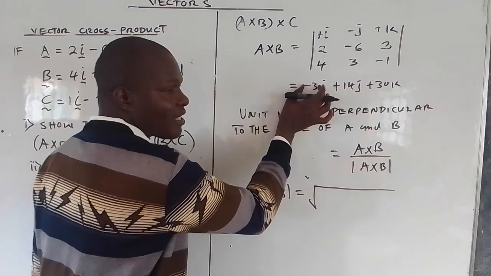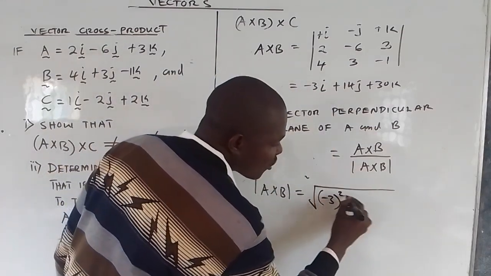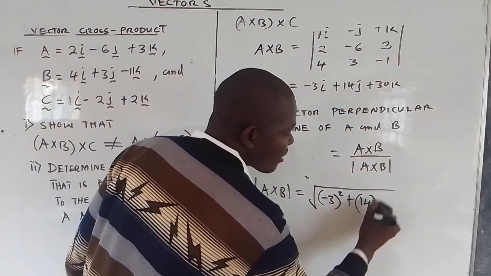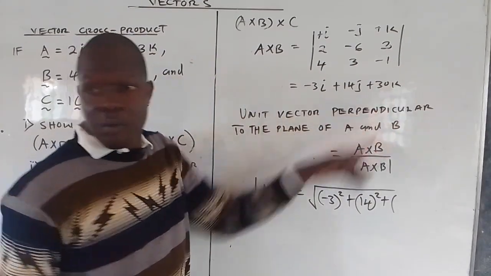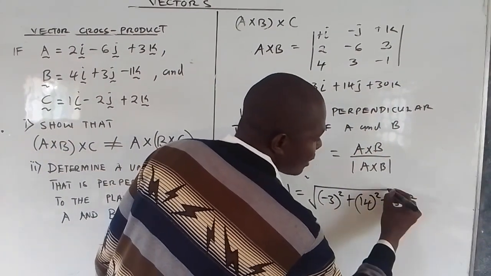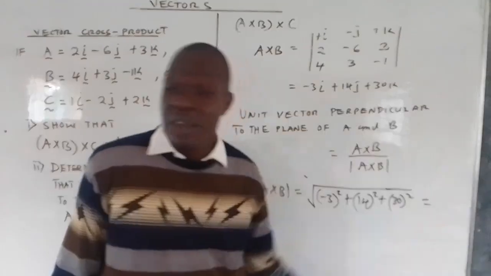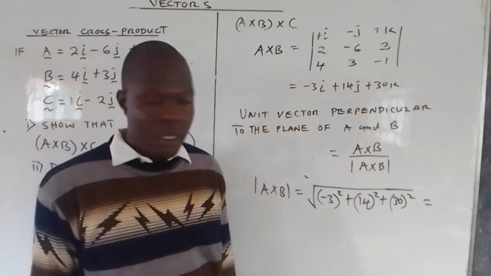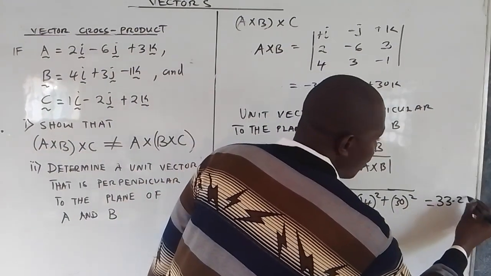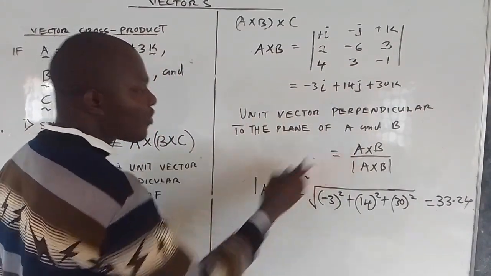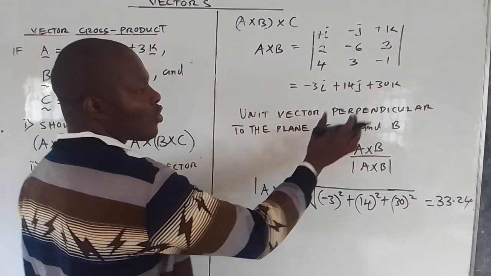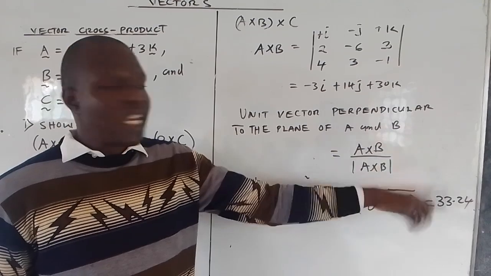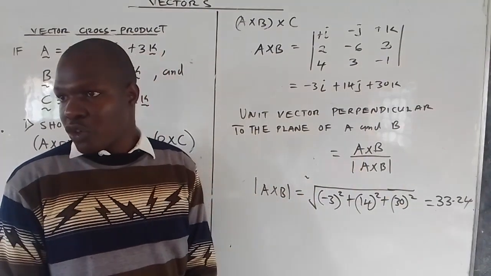So, what is your x? It is negative 3. So it is x squared plus, what is your y for A cross B? Positive 14, plus 14 squared, what is your z? Positive 30. When you square the negative, they will all be positive. What do you get? You found 33.24. So if you are looking for this unit vector, which is perpendicular, orthogonal or normal to the plane of A and B, then it is A cross B over the magnitude of A cross B. Are we together?